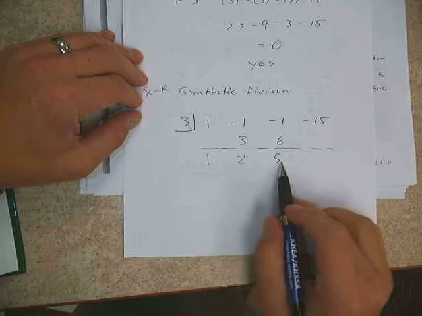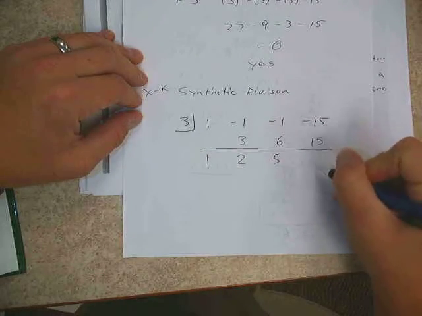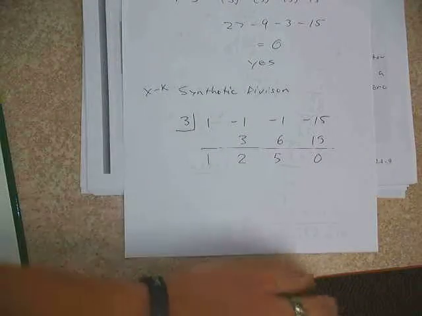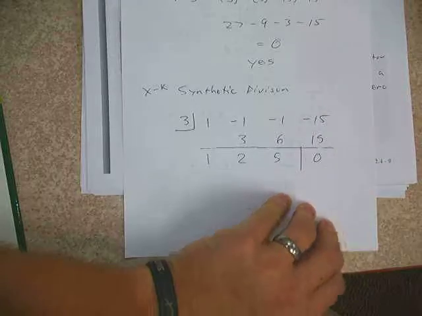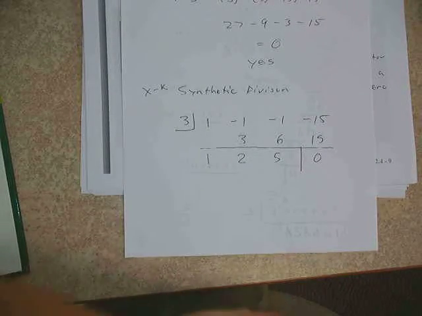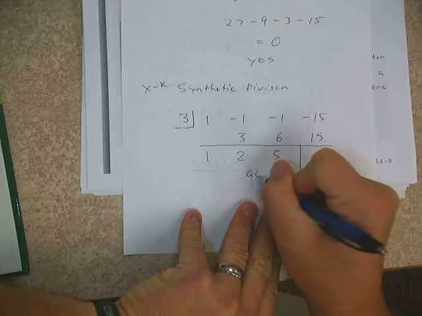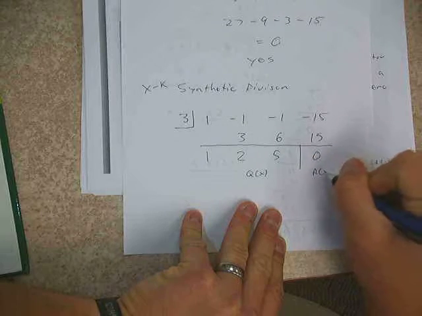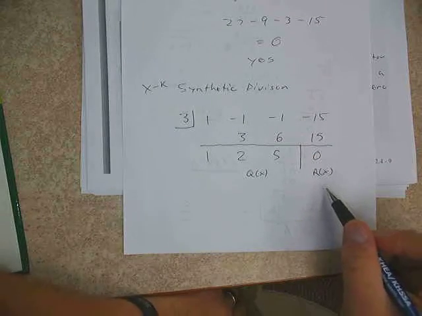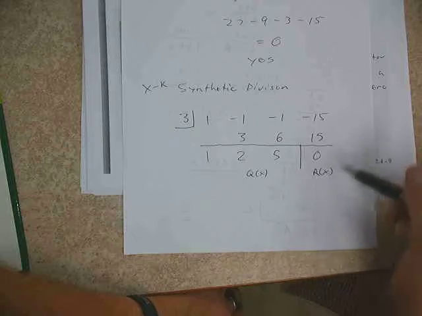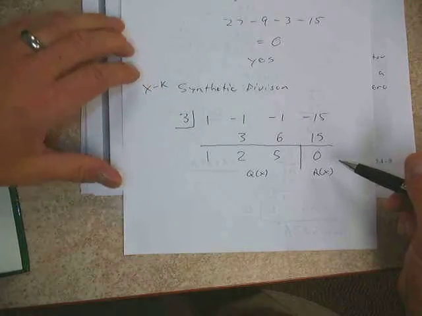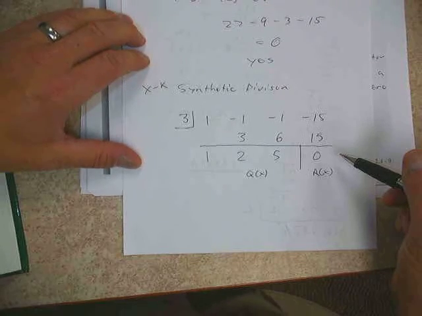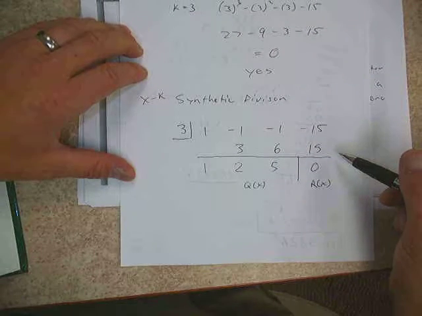Right? And then we're going to do 3 times 2, and we're going to put that result right here on the next line. And then we're going to add again. And then we're going to go 3 times 5 and put that result here, and then we're going to add again. Now, once we do that and we get done, then we're going to put a little bar right here, because what that bar does, it separates for us Q of x and R of x.